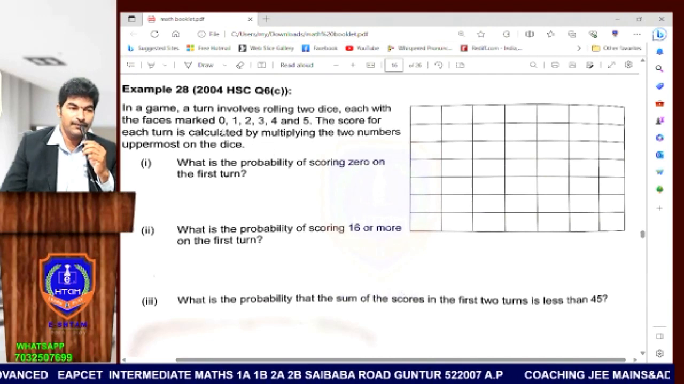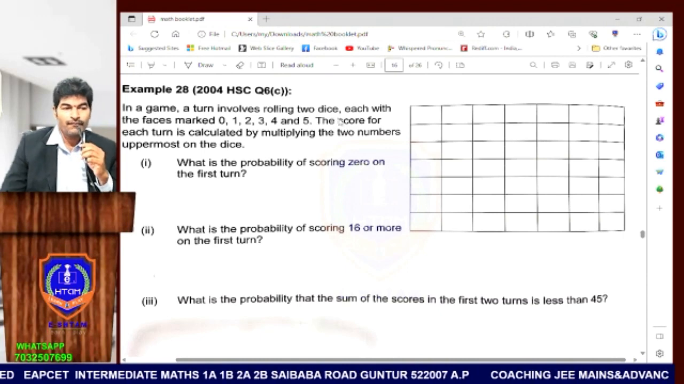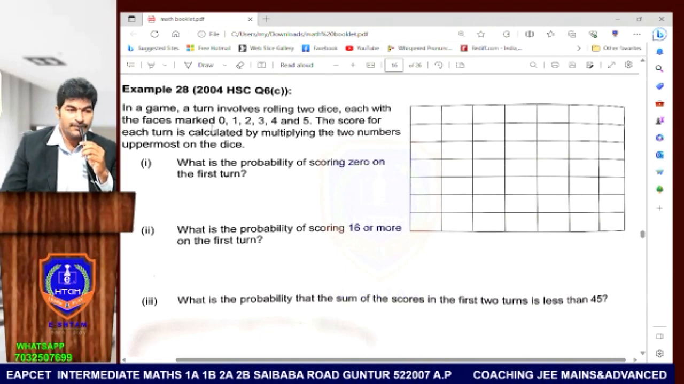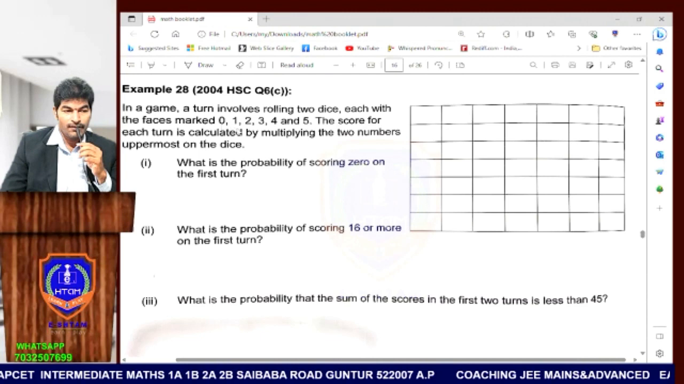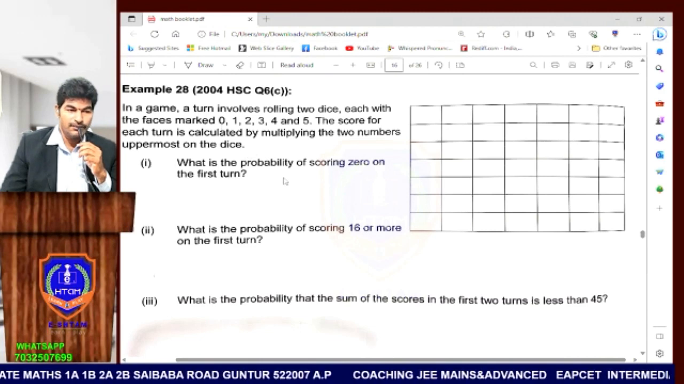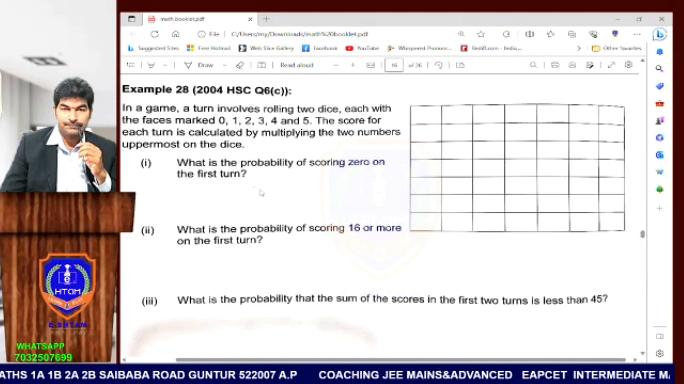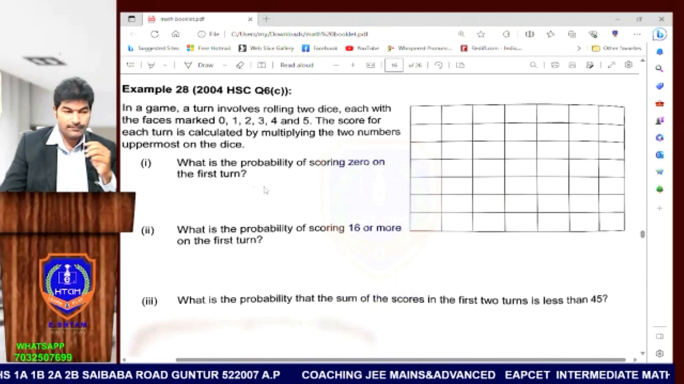In a game, a turn involves rolling 2 dice, each with faces marked with 0, 1, 2, 3, 4, and 5. The score for each turn is calculated by multiplying the two numbers uppermost on the 2 dice. What is the probability of scoring 0 on the first turn? So let's calculate it.